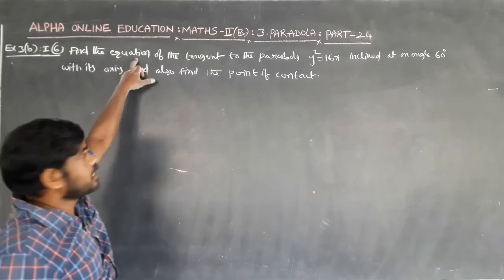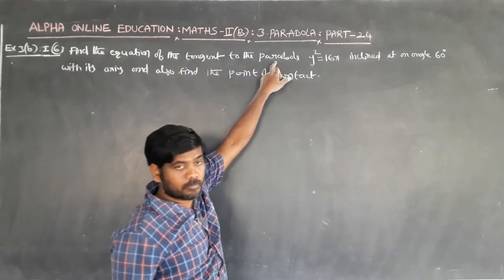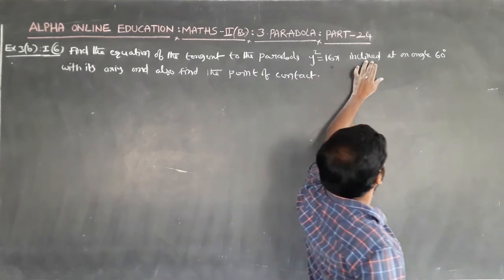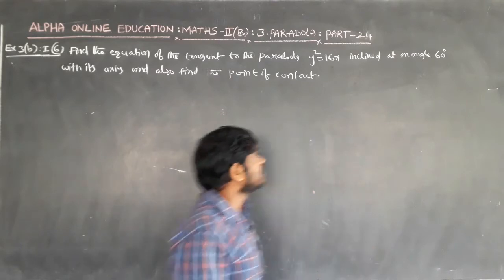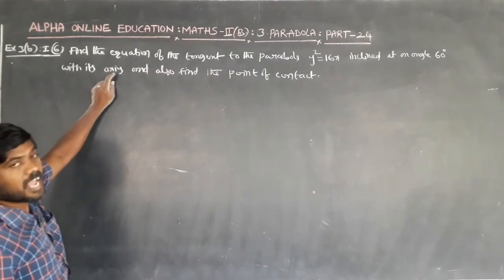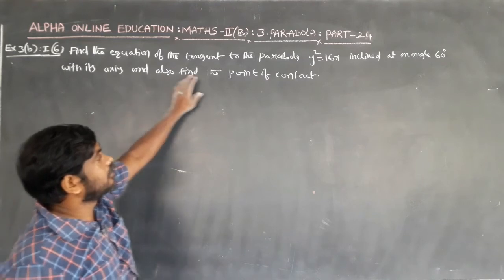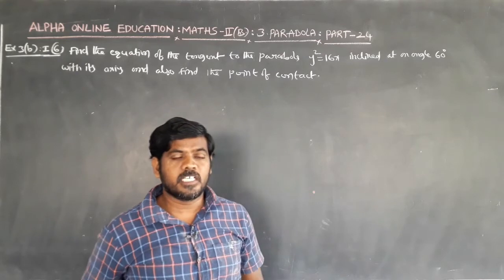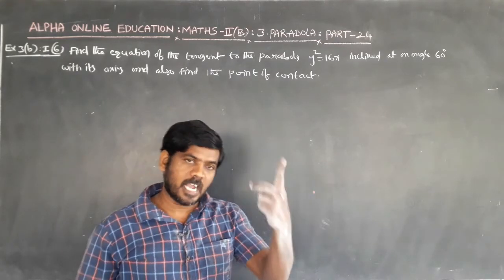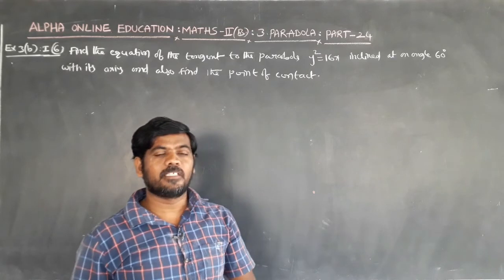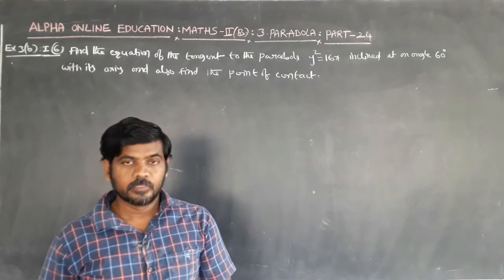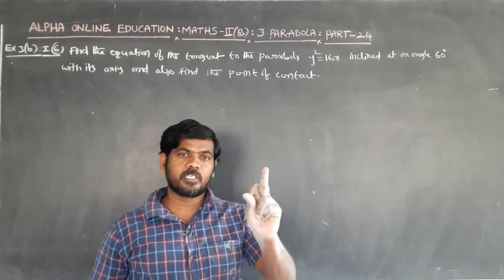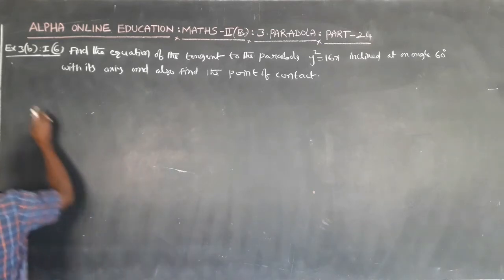Find the equation of the tangent to the parabola y square is equal to 16x inclined at an angle 60 degrees with its axis, and also find the point of contact. Here we prove two parts. First one is find the equation of the tangent. Second one is find the point of contact.